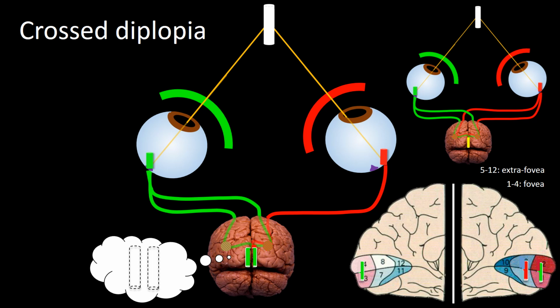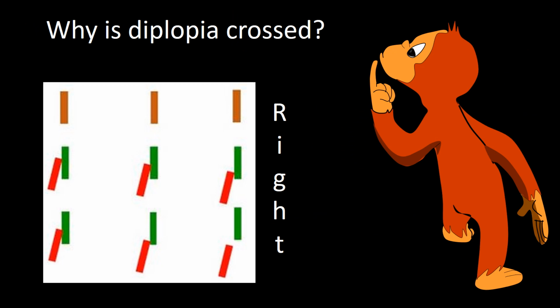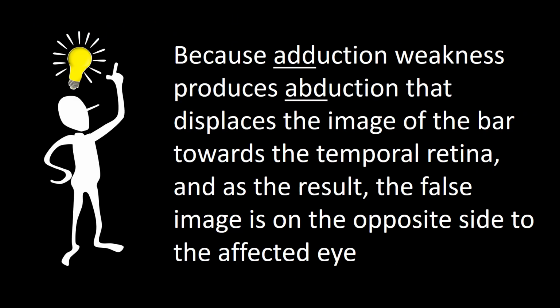Ultimately, the brain perceives the white bar as two bars: the true image, the one from the unaffected eye, and the false image from the right eye, displayed to the left of the true image. So the answer to this question is because adduction weakness produces abduction that displays the image of the bar towards the temporal retina, and as a result, the false image is on the opposite side to the affected eye.